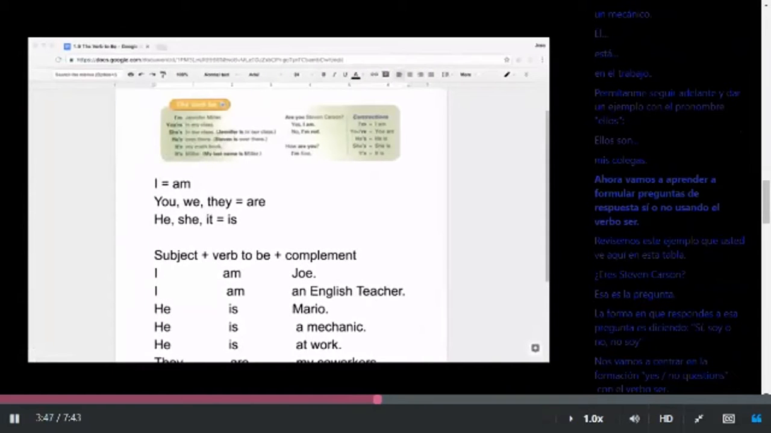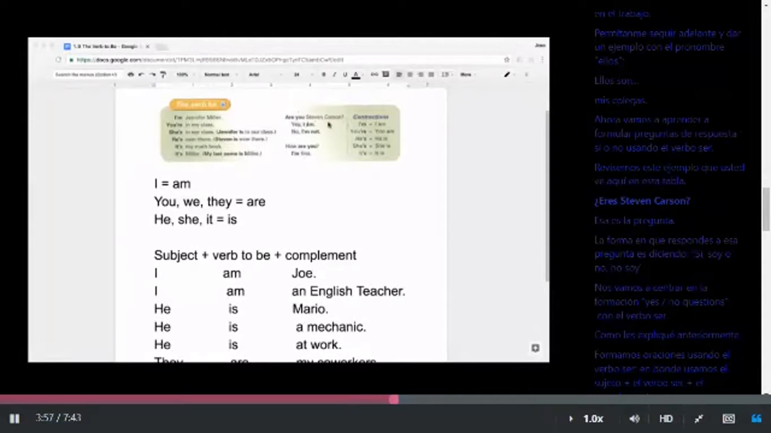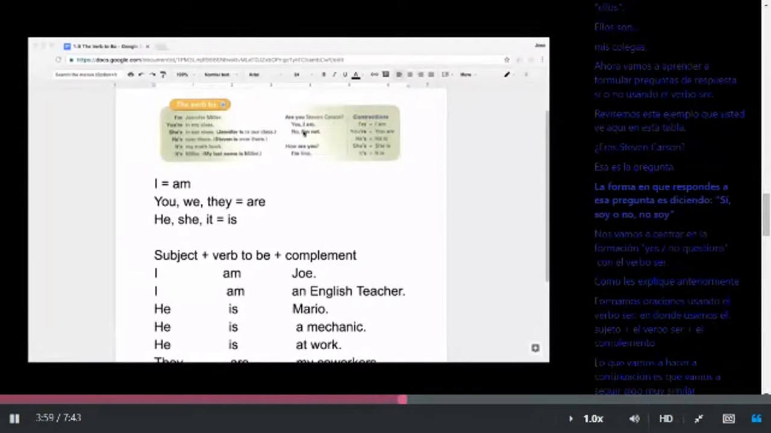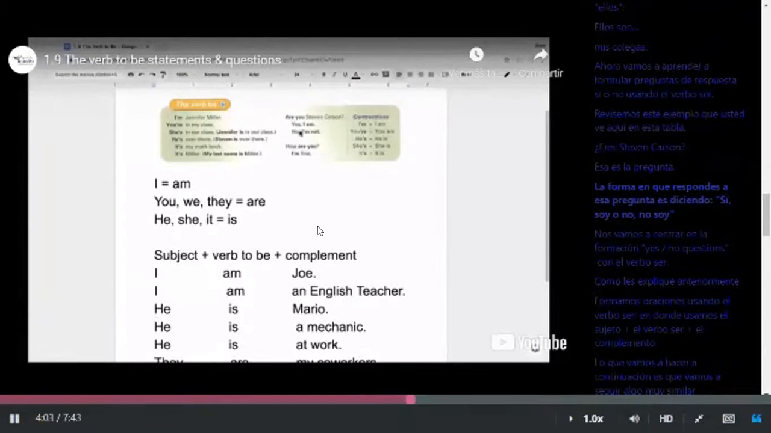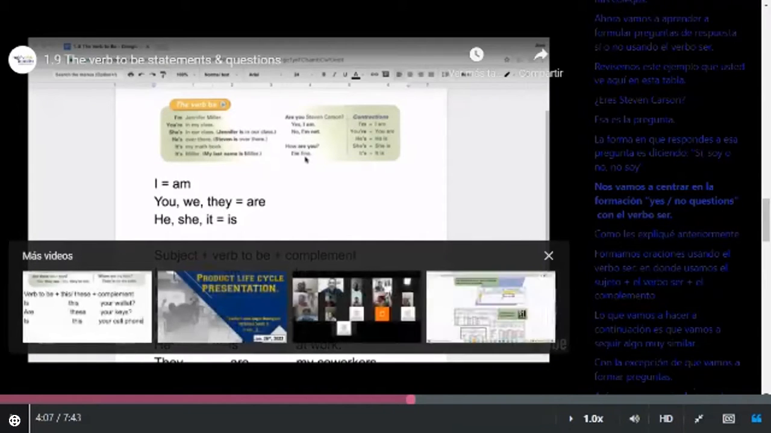Now let's learn how to form yes or no questions using the verb to be. Let's look at this example that you see here on this chart. Are you Stephen Carson? That's a question. The way you respond to that question is by saying yes I am or no I'm not. Then there's one last question there.